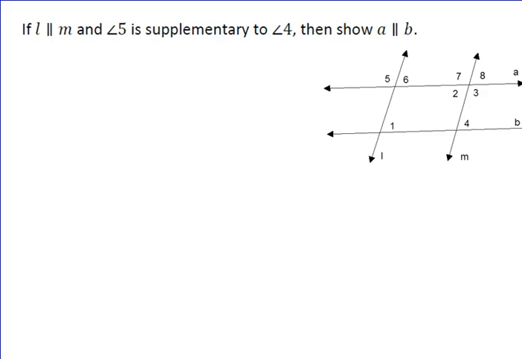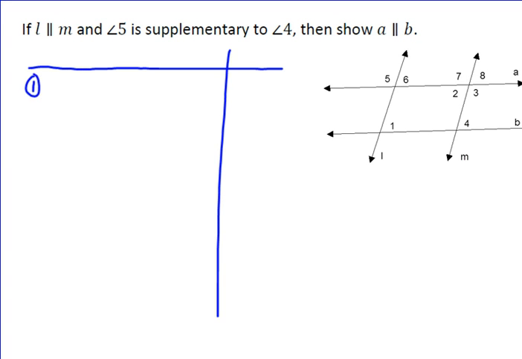And so we always start, and I'm going to do column proofs here, by listing out your given. And if you've done one of these before, you would know that the given statement is always the hypothesis, or the if part of a conditional. So in this case, it's L is parallel to M and 5 is supplementary to 4. And that is always our given statement.